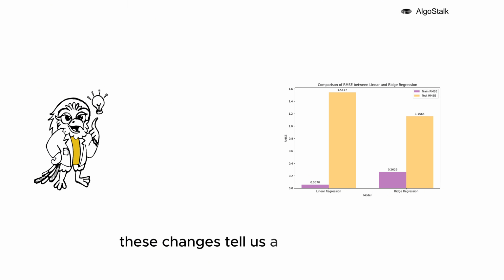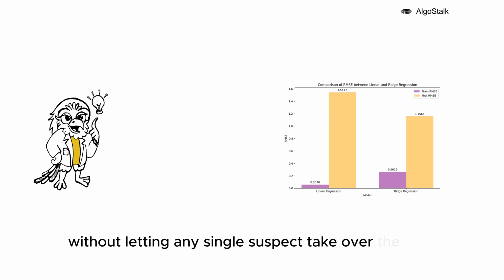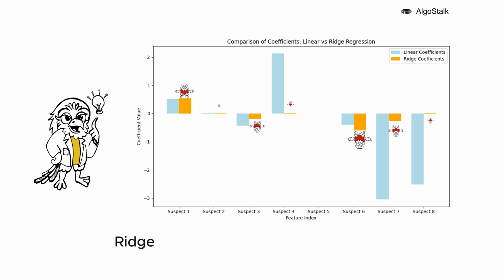These changes tell us a powerful story. By penalizing all suspects together, we've managed to create a more balanced model, one that respects the evidence without letting any single suspect take over the case. What happened to the coefficients? Ridge regression has effectively shrunk the coefficients of all features. Thanks to regularization, we've ensured that no single feature wields too much influence over the outcome. This results in a more balanced model, where each suspect has a fair chance to contribute to the investigation. Some suspects, which might have boasted overly large coefficients in our initial analysis, have been reined in.